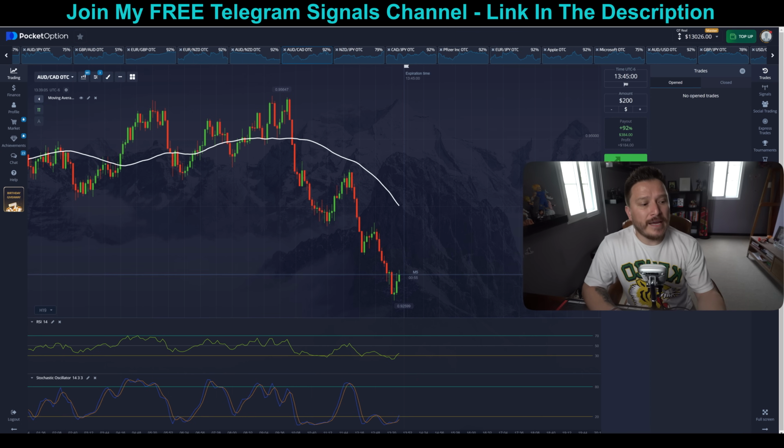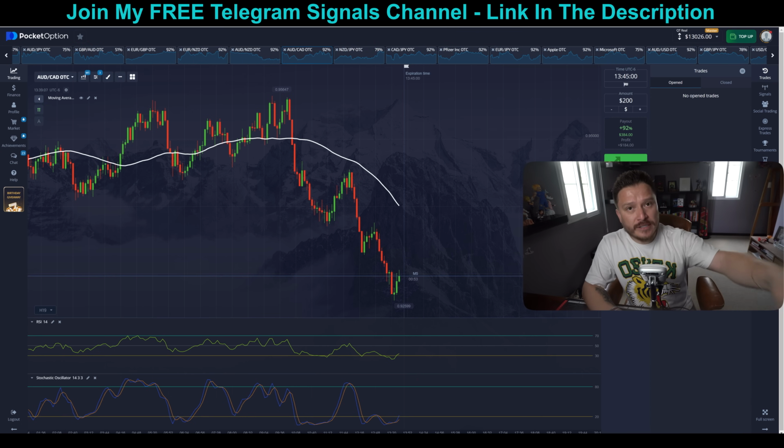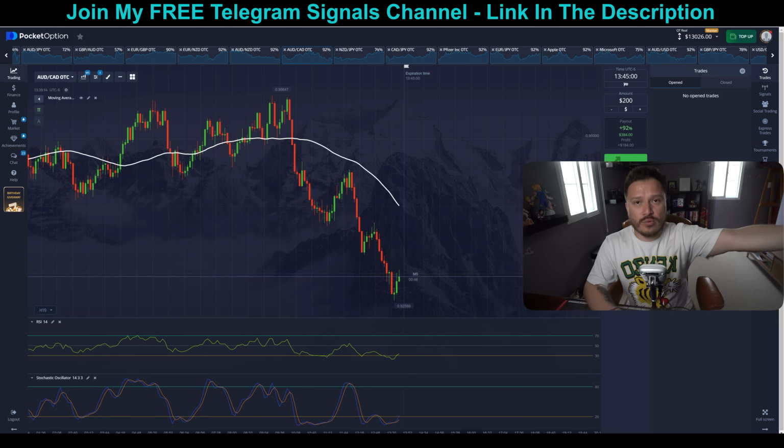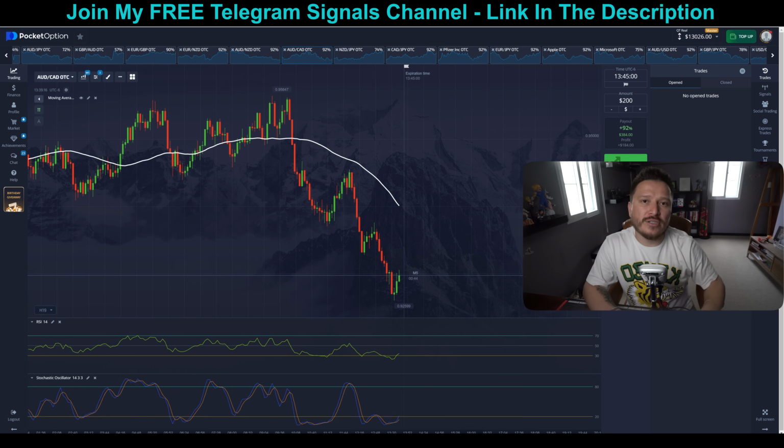Okay, so if I enter a trade right now, it's going to take like 6 minutes because it's going to expire at 13:45. If I actually enter the trade in 3 minutes, still the same expiration is going to apply. So with this specific strategy, this is the way we're going to be trading.